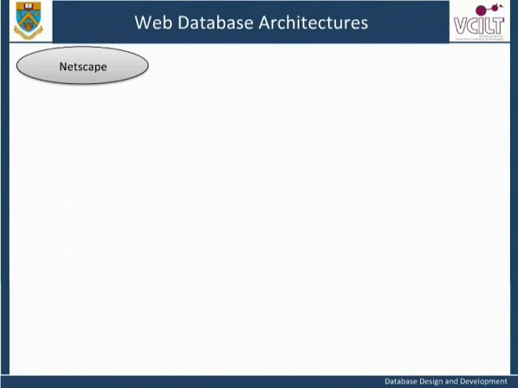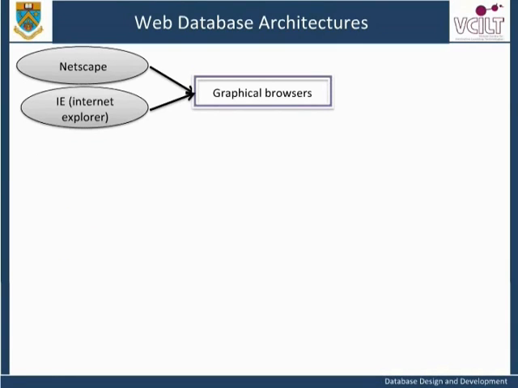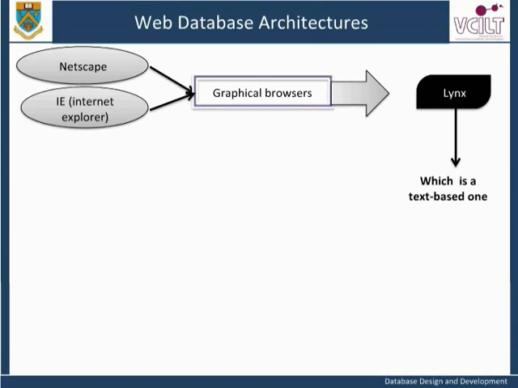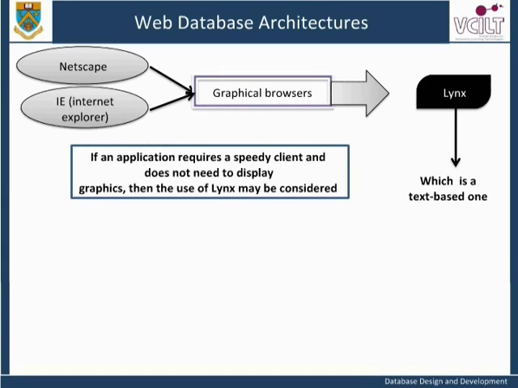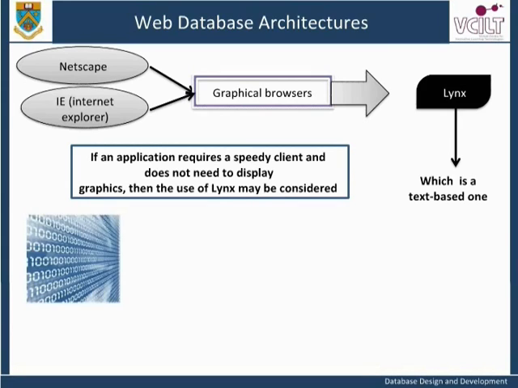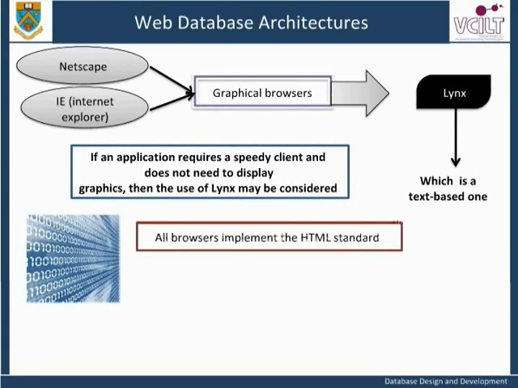Both Netscape and IE are graphical browsers. There is another browser, called Lynx, which is a text-based one. As loading graphics over the internet can be a slow and time-consuming process, database performance may be affected. If an application requires a speedy client and does not need to display graphics, then the use of Lynx may be considered. All browsers implement the HTML standard.